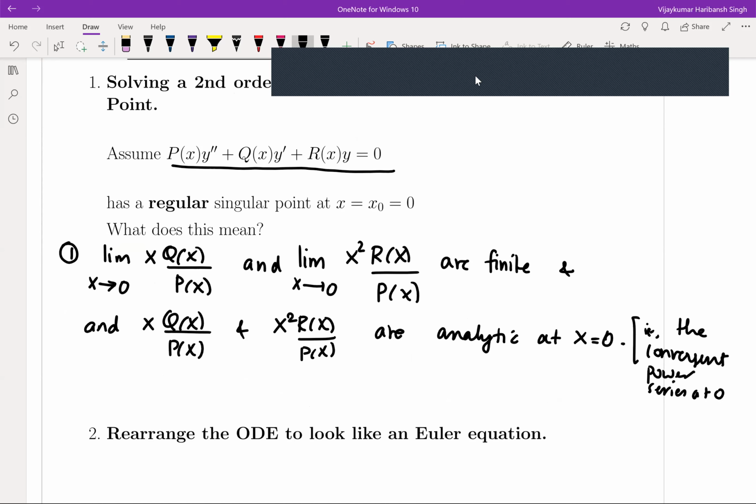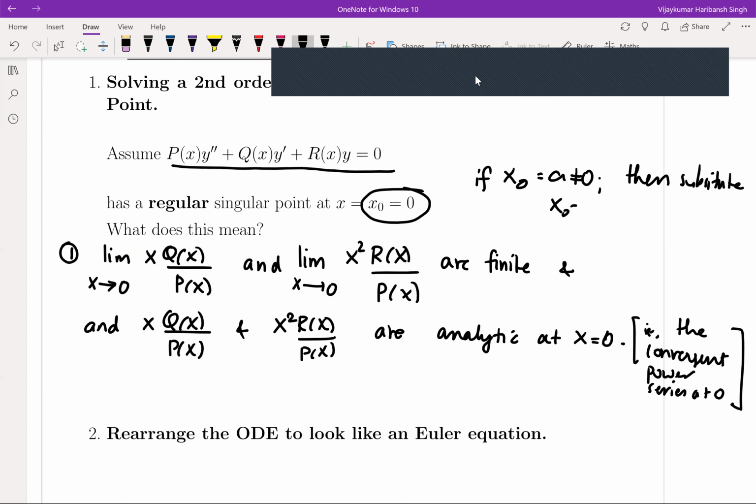Power series at 0. Now note that if x0 is not 0, say x0 equals a and a is not 0, then we substitute x minus a, and that will be 0, right? So this is the idea.